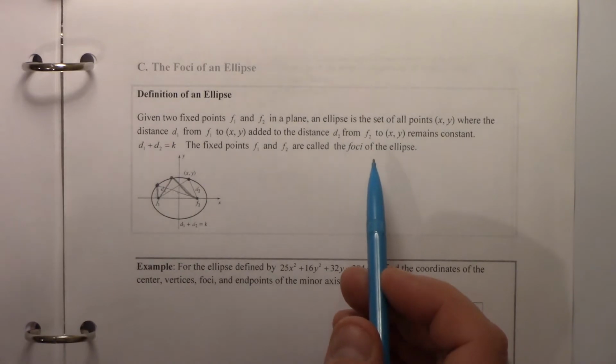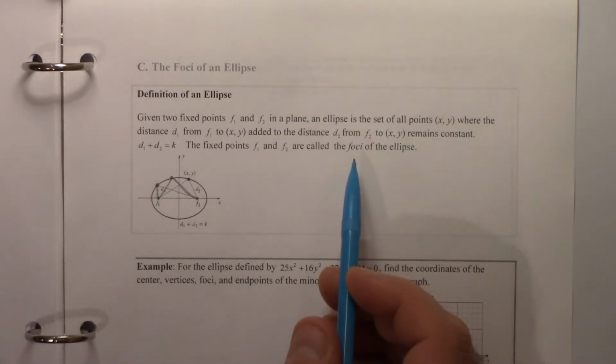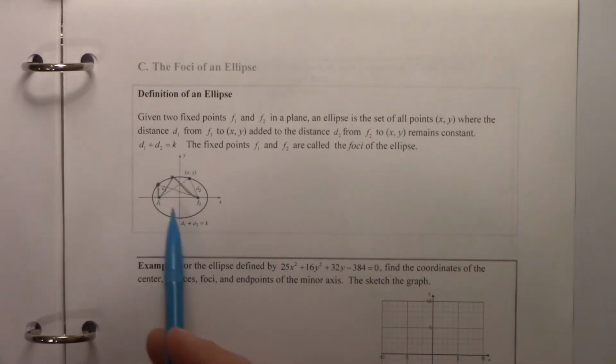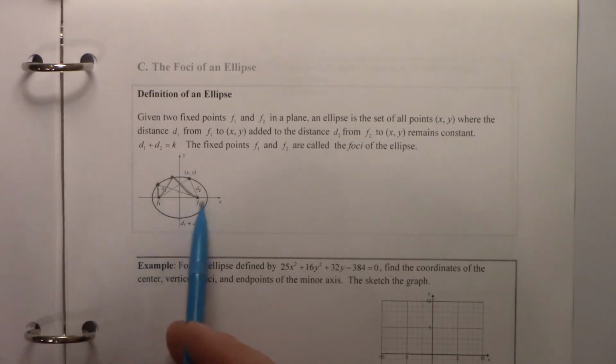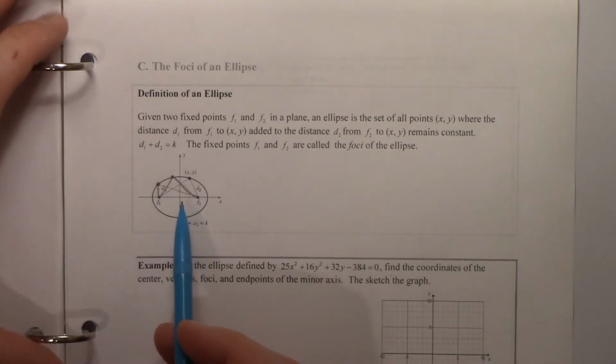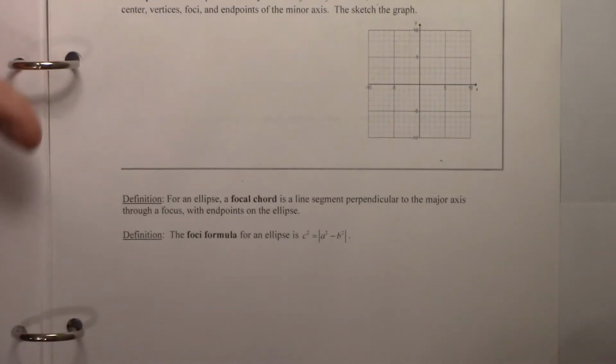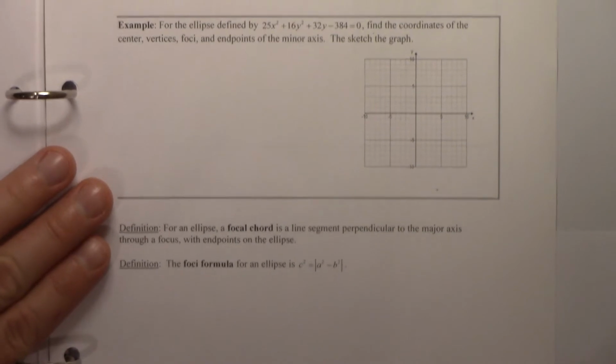Now, I'm going to show you how to calculate the foci and figure out their location. They're always on the major axis, and they're always inside the ellipse. So I'll show you how to calculate their coordinates with our next example.